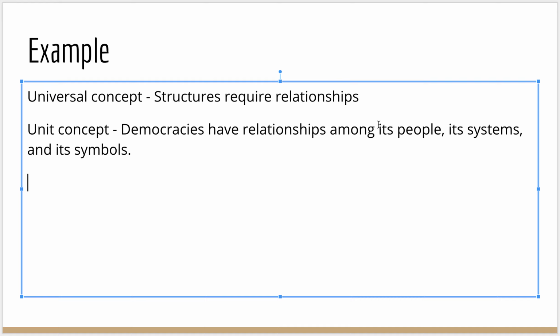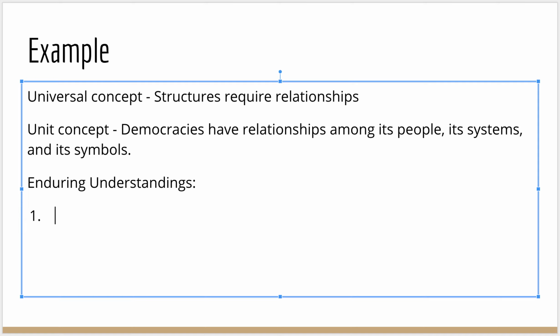So if ever I see that I have a series of connections that I can make with my unit concept, I may want to flesh that out in my enduring understanding. Otherwise, I may reveal what some of the big components of the study are in my enduring understanding. So for the enduring understandings, I'm going to try and focus on people, systems, and symbols. So for the first one, democracies have relationship among its people.